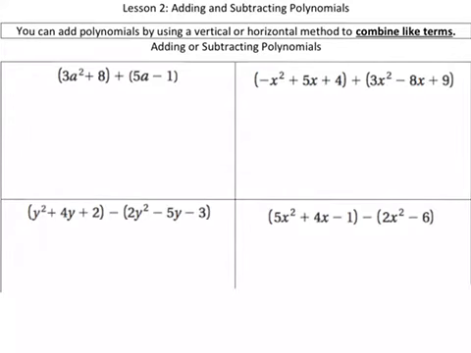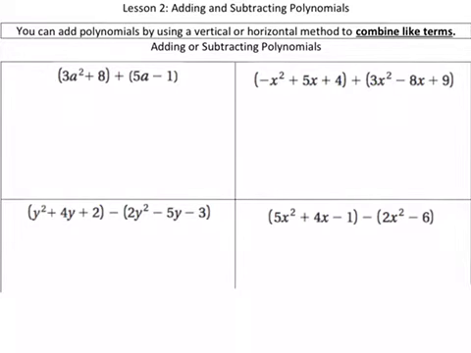Today we're going to learn how to add and subtract polynomials. It's pretty basic. All you have to do is combine your like terms, and that's it. So we're going to start out with our examples. So we have this binomial added to this binomial.